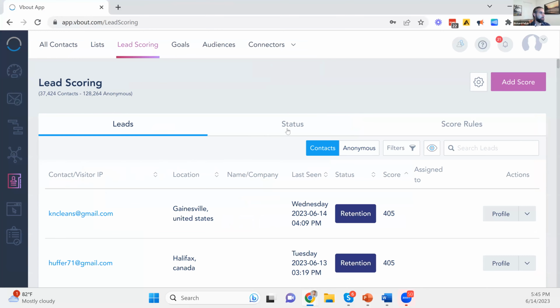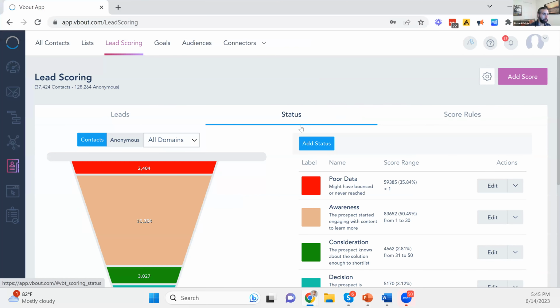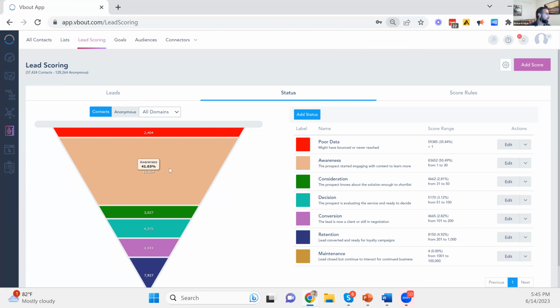Okay, so this is VBOUT. This is statuses, and you can see in different stages. This is the awareness stage. We have obviously the most leads, 15,000. We have some people with poor data. That means that we're not discounting those leads yet. They are in a good place, but they haven't really showed enough interest. So I'm never going to send people the leads that are at this stage, right? I have about 83,000 people in this stage. And mind you, I'm scoring two buckets, contacts and anonymous.